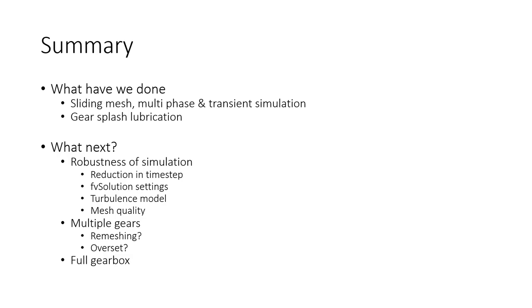But as always with CFD, there are a lot more avenues of investigation. We mentioned the larger rotational region that's further away from the gear tooth. There are further simplifications that could be made to the model, maybe reducing the fill level, maybe some other changes to the settings in the FV solution. Perhaps a finer mesh would give a more robust simulation. Maybe looking at some different turbulence models, maybe playing around with the mesh to adjust the Y plus to fit the turbulence model a little bit better.